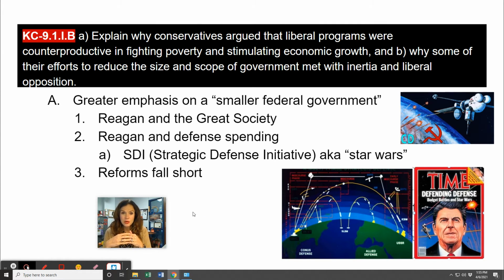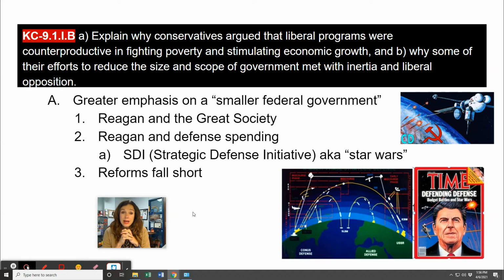Moving on to number 2. Even though Reagan cuts Great Society programs, Reagan and the new right, the new Republicans, want to transfer the money that was saved into defense spending. This is at the very end of the Cold War. And remember, Reagan calls the Soviet Union the evil empire. So he wants to build up our nuclear arsenal.